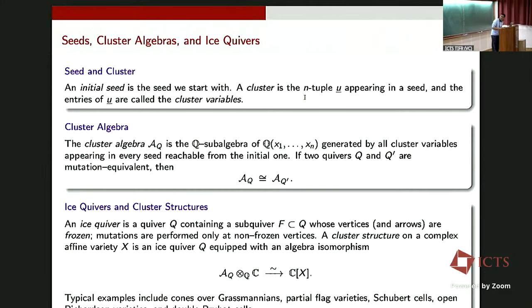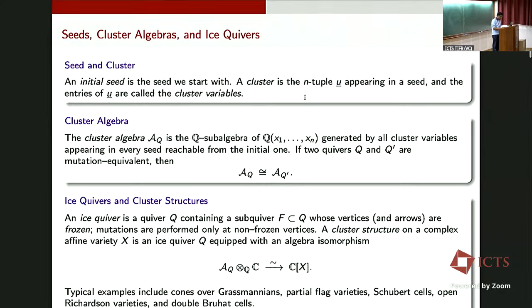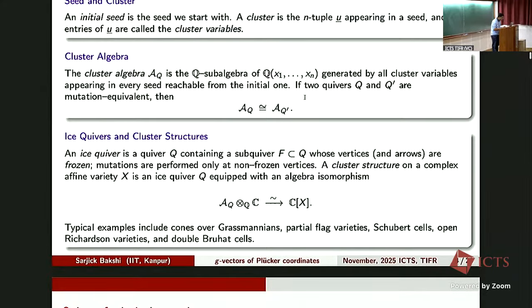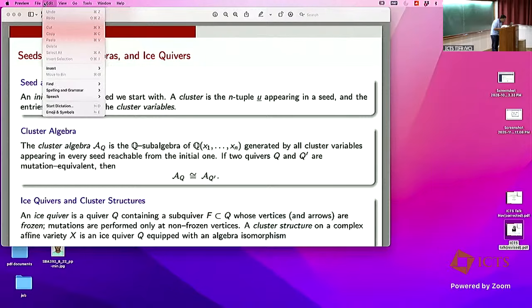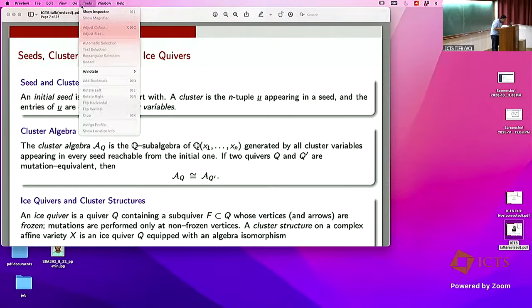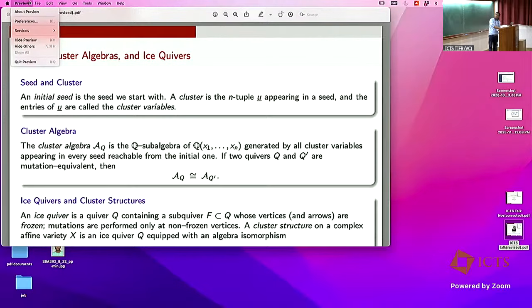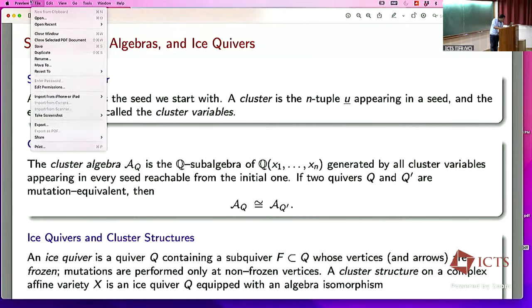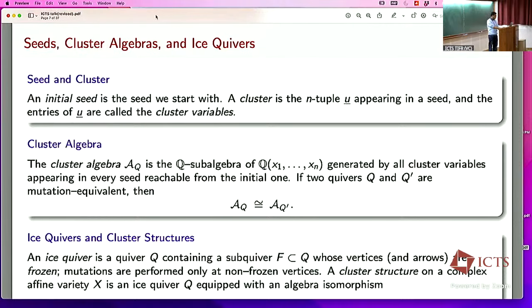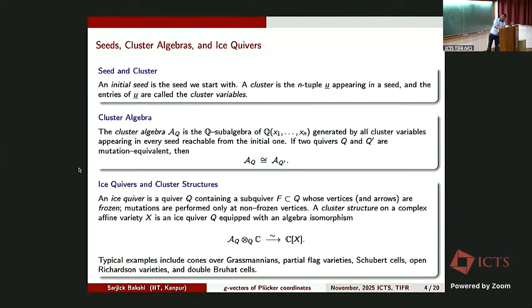Can you read the bottom? There is some issue. I am a bit confused. I don't know how to fix it. I really don't know how to. Now the bottom can be read, right?